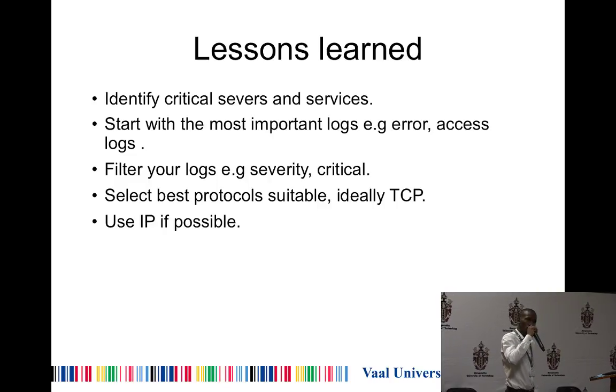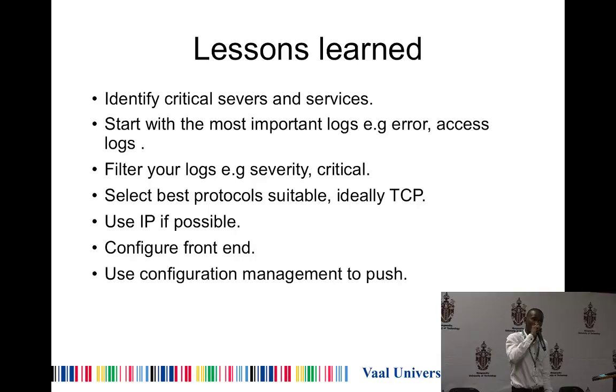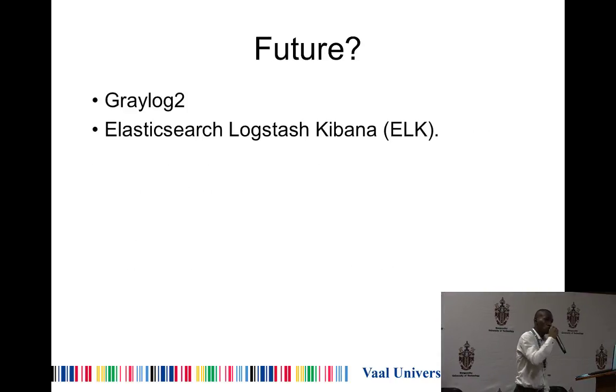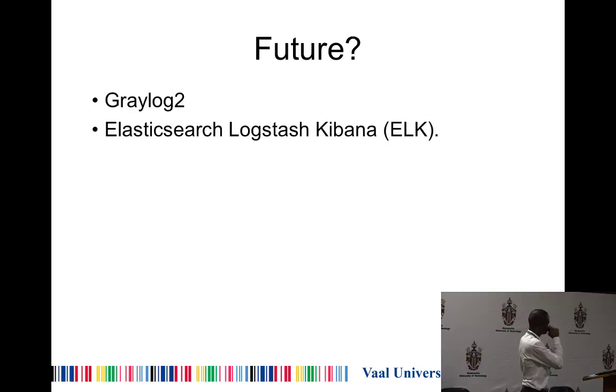Configure a front end if you want to use your visualized data, and use configuration management, as I mentioned earlier, using Ansible. So that's what we use to push all the configurations. And what's the future of looking at Valley University of Technology? Even though we are using RSS log, we also considering other logging services such as Greylog 2 and ELK. That's one of the things we're looking into.